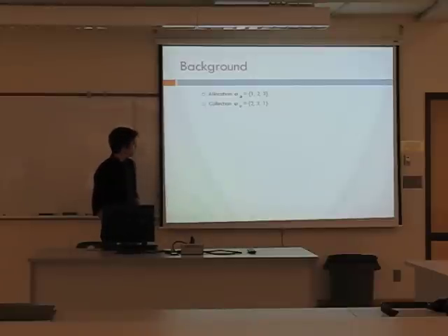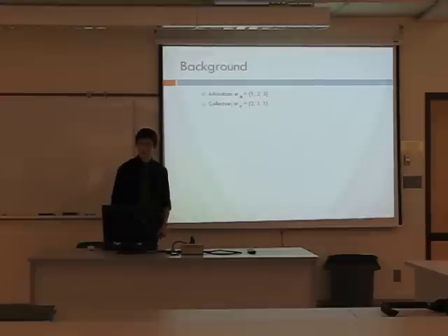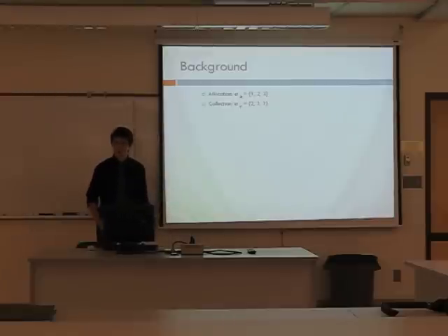So I'm going to show you a simple example with three processors now. We have two new variables involved here. Sigma A represents the allocation order, and sigma C represents the collection order.